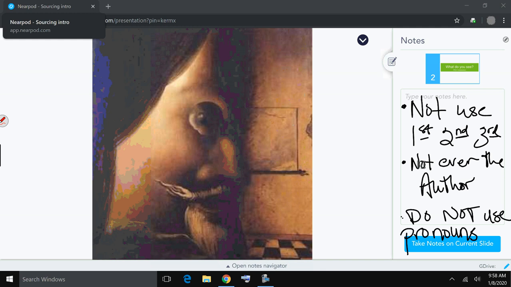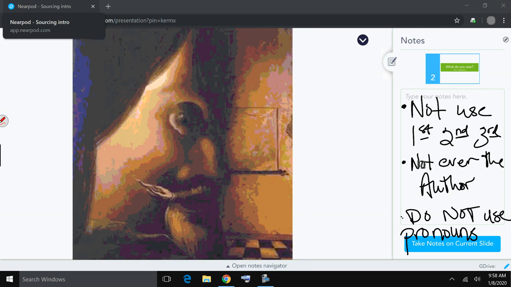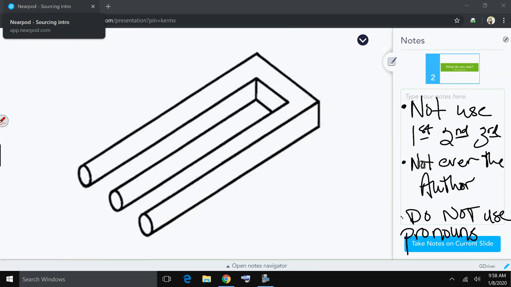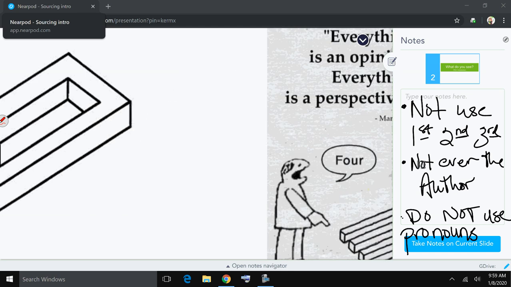Do you see the lady? Yeah. Do you see the old man? Yeah. All right, three or four.